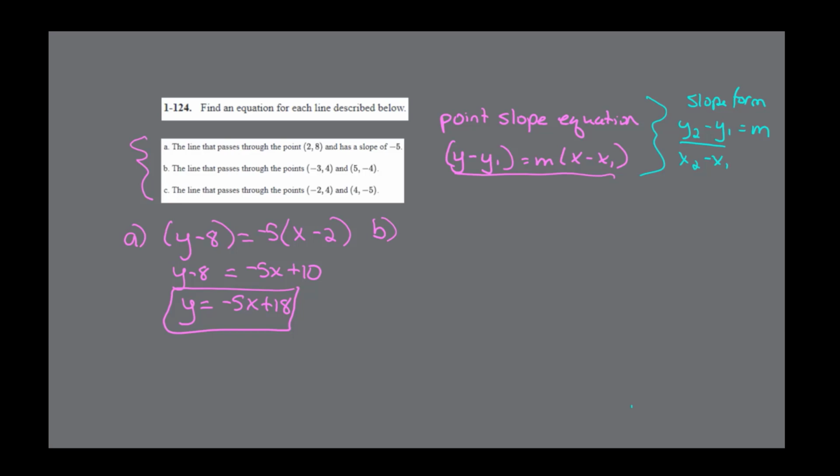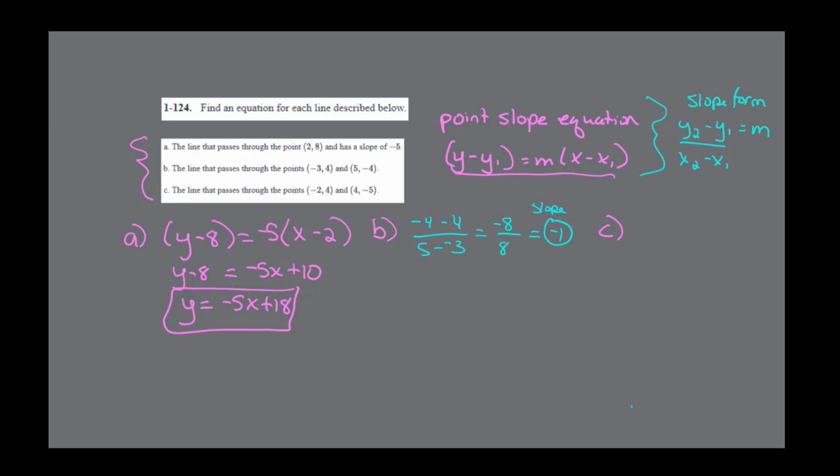So my y2 minus y1 would be negative 4 minus 4 over 5 minus a negative 3. That equals negative 8 over a positive 8. So our slope is a negative 1. Okay, that's our slope.